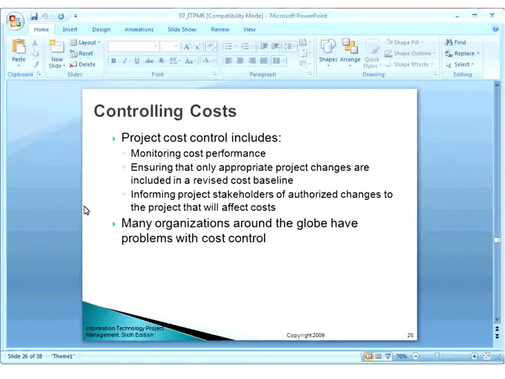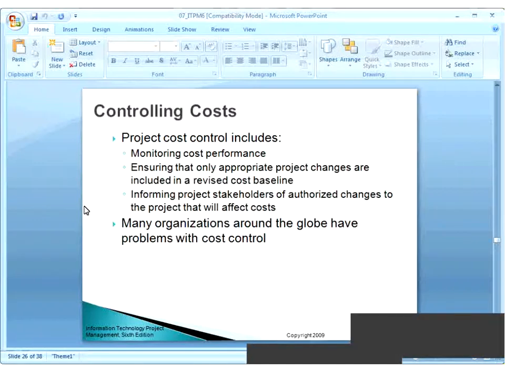And many organizations around the globe have problems with cost control. It is very difficult to control the cost and to say no to the changes. When the changes are coming from the customer, you have to incorporate those changes. When you have to say that no, these changes cannot be incorporated, then you have to give a justification for that. And if you accept some of the changes, then how can you keep your costs under control? These are some of the challenges which project managers face around the globe.